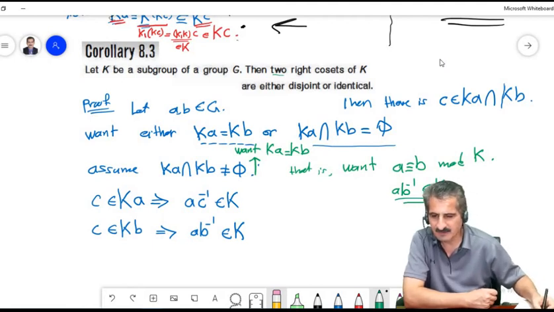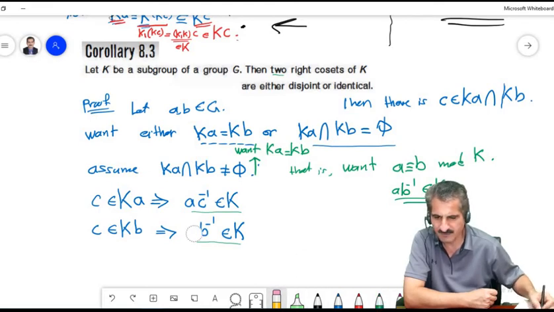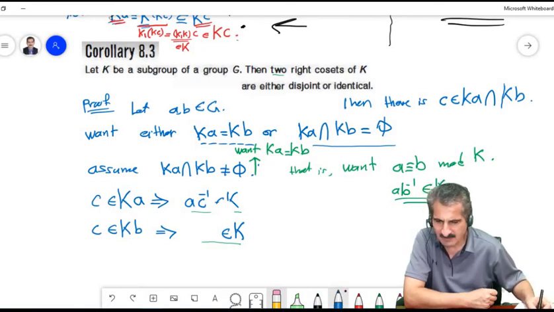Okay, and can we use this to prove that? C belongs to Kb, that means CB inverse belongs to K. Okay, how do we get this?